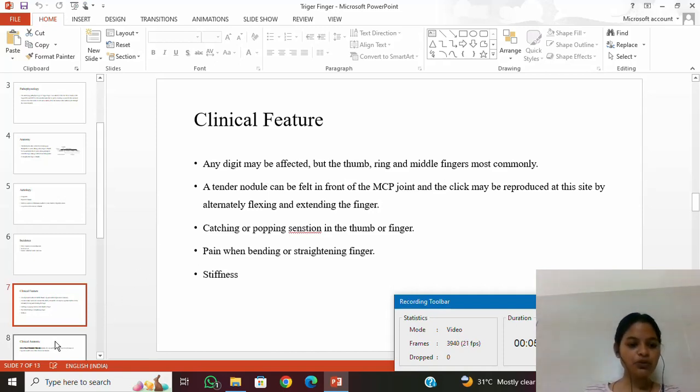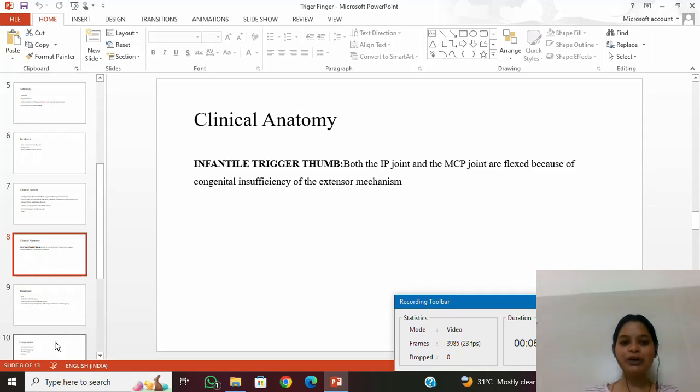Then next, coming to clinical anatomy, a clinical condition we can get is infantile trigger thumb. If both the IP joint and the MCP joint are flexed because of congenital insufficiency of the extensor mechanism, that is infantile trigger thumb.